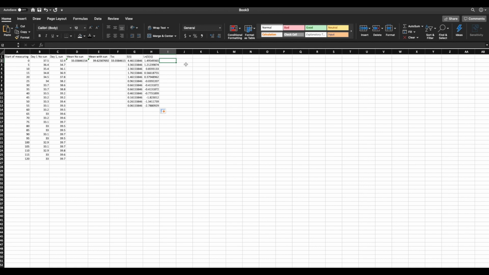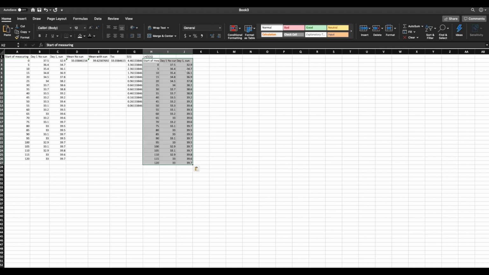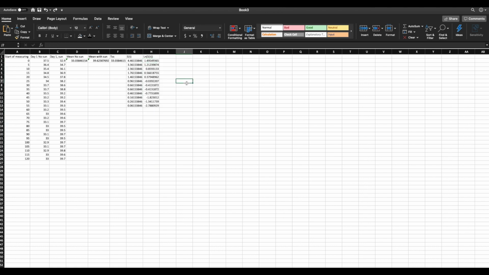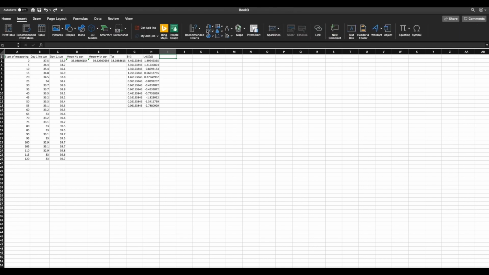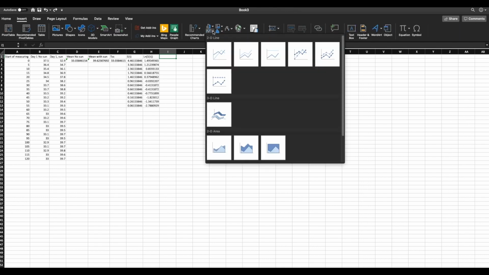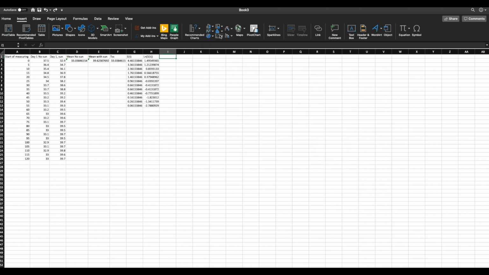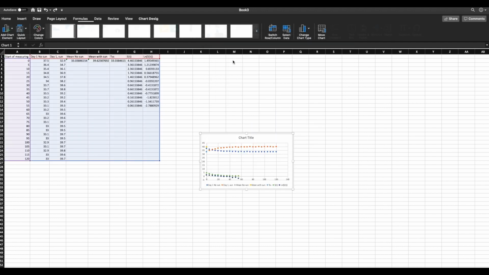Just for clarity, these are going to be my X values. These are the times I'm going to plot, and these are going to be my Y values, the ln of S of T. Hold on, what happened there? Got to undo that. Okay, I'm going to go to Insert, and actually I want a scatter plot, so I'm going to go here and choose a scatter plot.